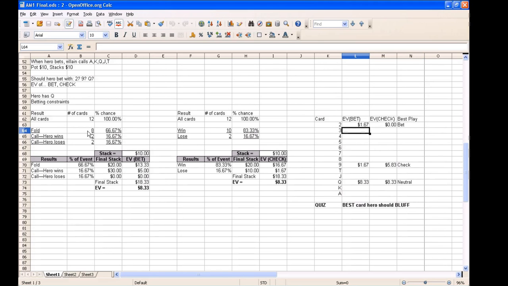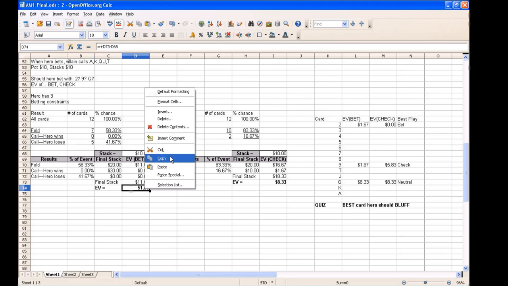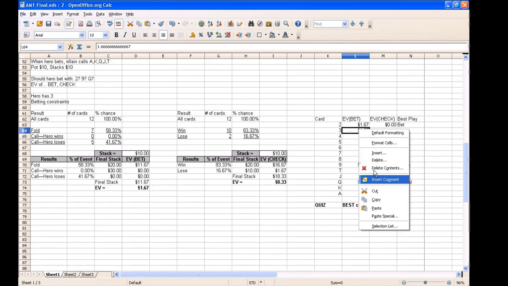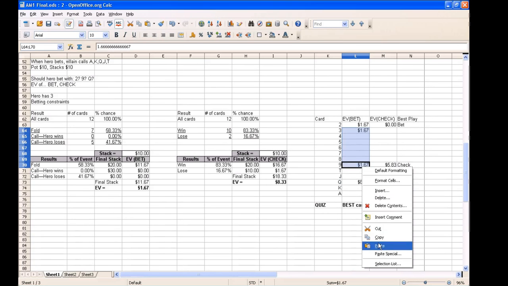So we'll start with a three. When we have a three, we get seven folds. We're never value betting, but we get called by a better hand five times. Now the interesting thing about betting with the deuce through a nine is it's effectively the same thing. When we get called, we're only getting called by these Broadway cards, and when we fold, we're folding the other seven cards that we don't have. So this is all going to be the same 7-0-5, and we can just copy and drag that right down.